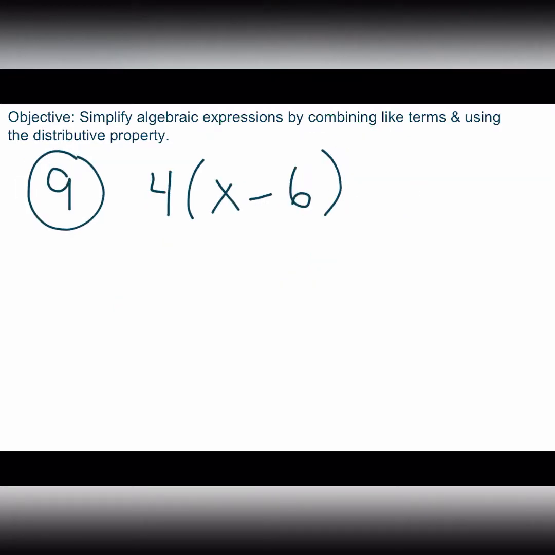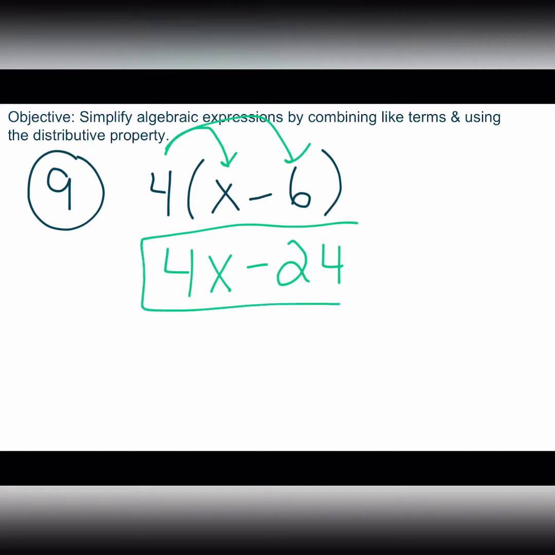Okay, so we have a 4 on the outside. We're going to distribute that 4 into the parentheses. I always draw the arrows to remind myself to multiply by both terms, because sometimes students forget to multiply by both terms and they just do the first term. So 4 times x is 4x. 4 times negative 6 is negative 24. And that is our final answer.